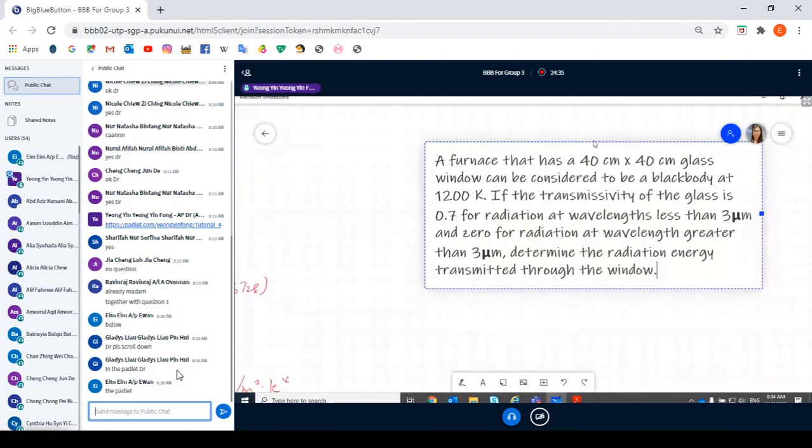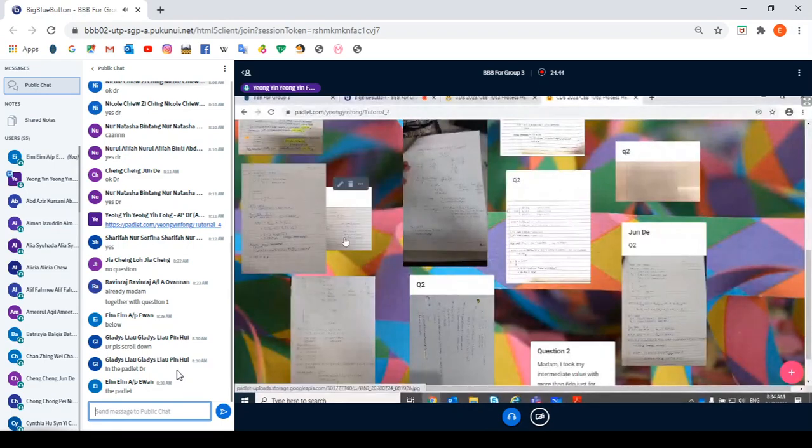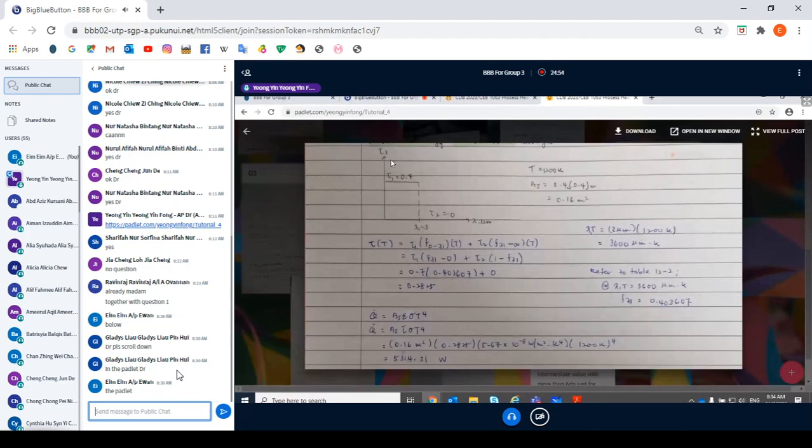Okay, so for this case, I might need to check the Padlet as well over here. Question 3, where is question 3? Okay, yeah. So this is the correct way of drawing. Okay, you have the transmissivity. It's a function of lambda and T. Okay, it is 0.7 for wavelength less than 3, and it is 0 for wavelength more than 3. So as usual, you need to deduce your equations over here. Okay, you are not necessary to put T, but it's okay if you want to put T because it's a function of T. Okay, temperature.